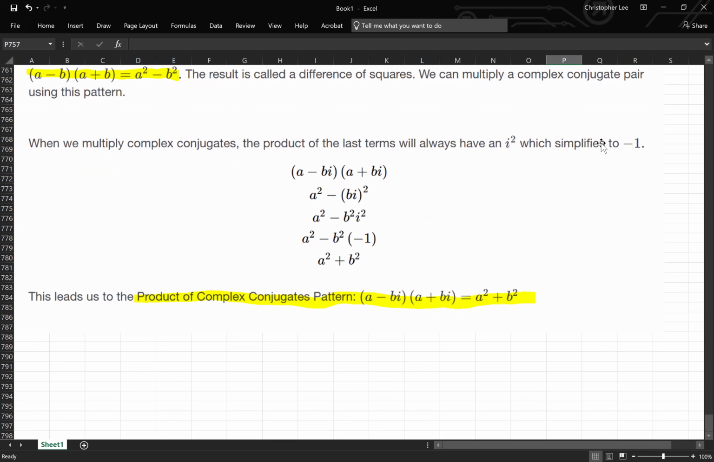This, just so I'm clear, is another trick. If you want to memorize it, cool. If you don't want to memorize it, that's fine. The distribution will always work.